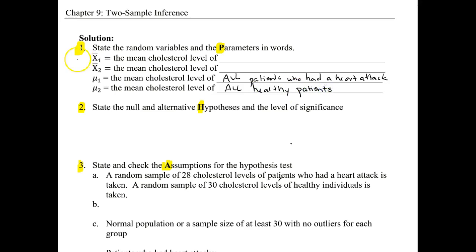Okay, we do not know what those parameter values are, so we're going to get information out of the random variables that we take from collecting sample data. So X bar 1 is going to be the mean cholesterol level of 28 randomly selected patients who had a heart attack. Because again, in that first list of data there were 28. In the second list of data there were 30. So this is going to be 30 randomly selected healthy patients.